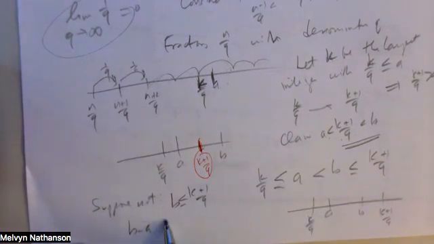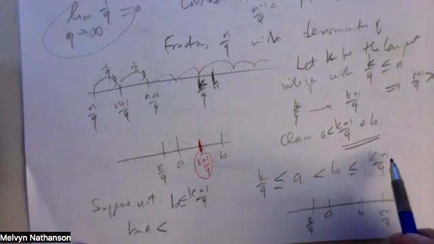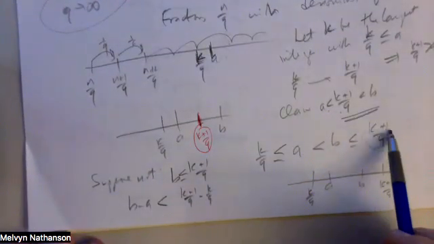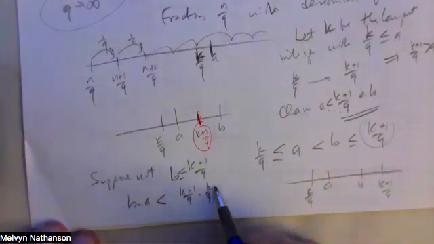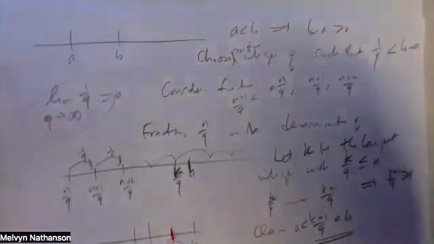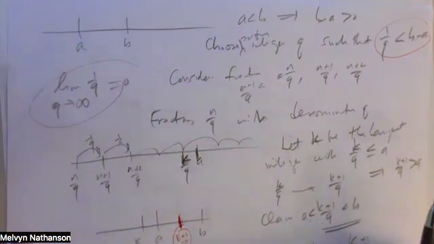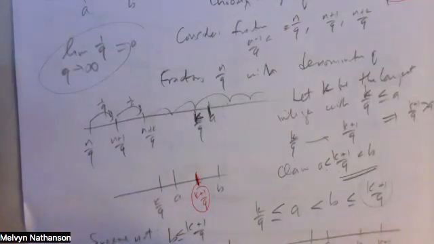The distance from b to a, this minus this, b minus a, is less than (k+1)/q minus k/q. But (k+1)/q minus k/q is 1/q. But how to choose q? I chose q so that 1/q is less than b minus a. Actually, this should be less than or equal.